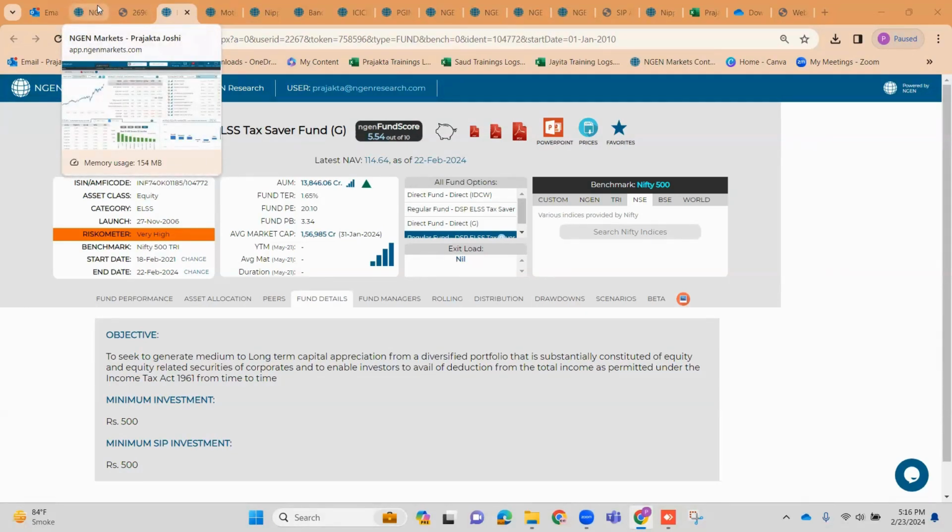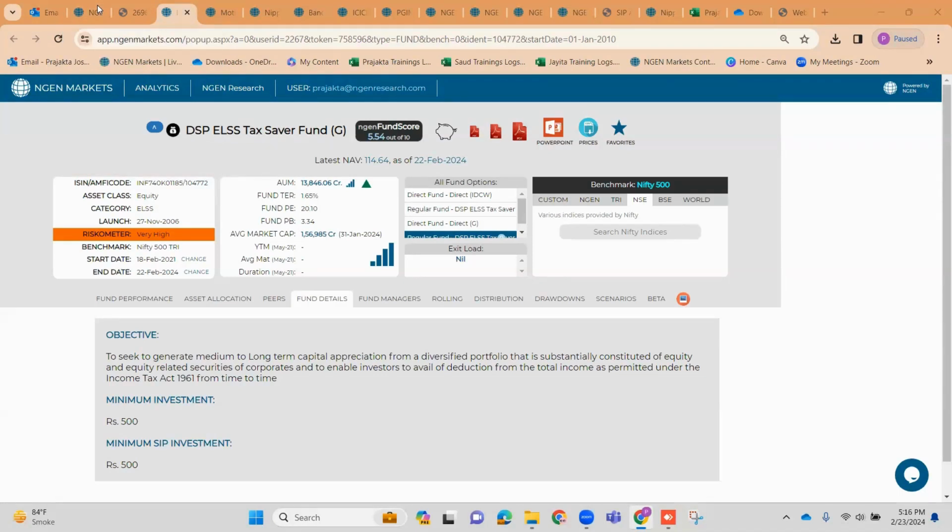So Prajakta, let's just make a note of that on our list, to find out whether this flag is there. Yes, sir. Okay. Thank you very much.